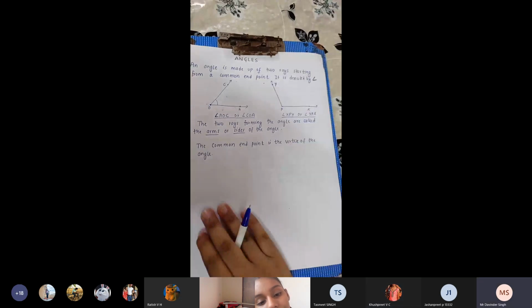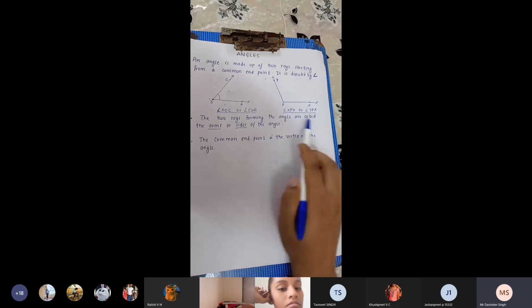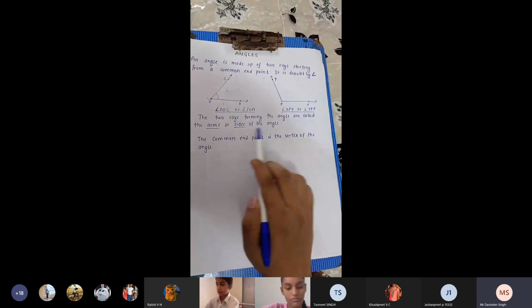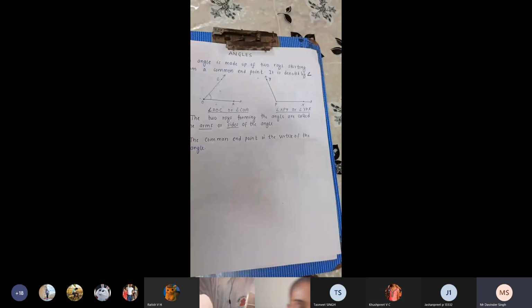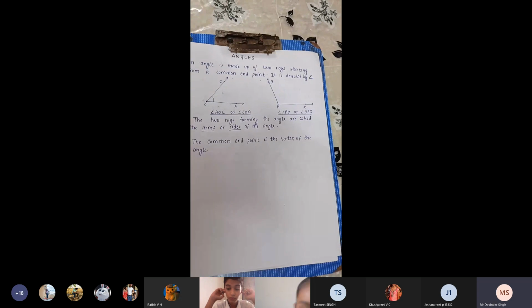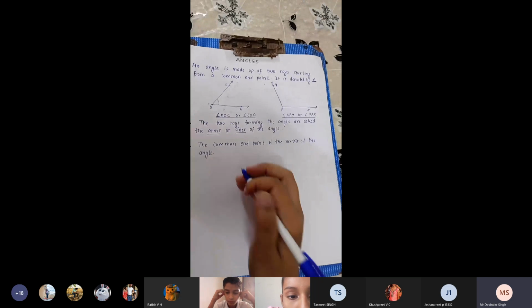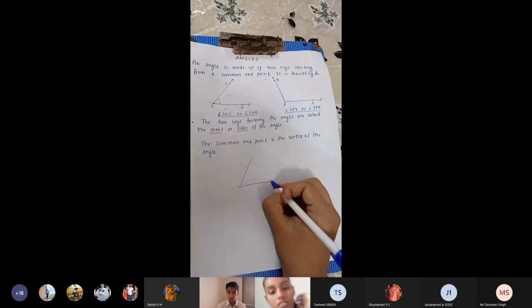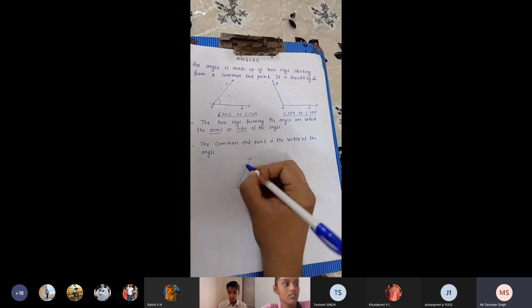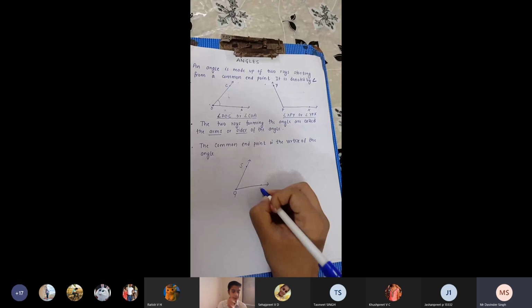Okay, sir. So now the next point is, the two rays forming the angle are called arms or sides of an angle. So these two rays are called arms or sides of an angle. Let me show you here with a diagram. So suppose this is an angle. Suppose this is S, this is Q, this is T.